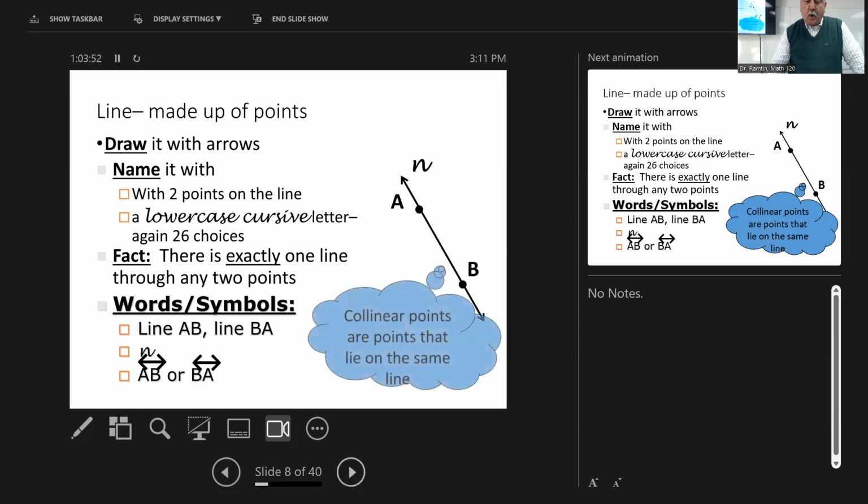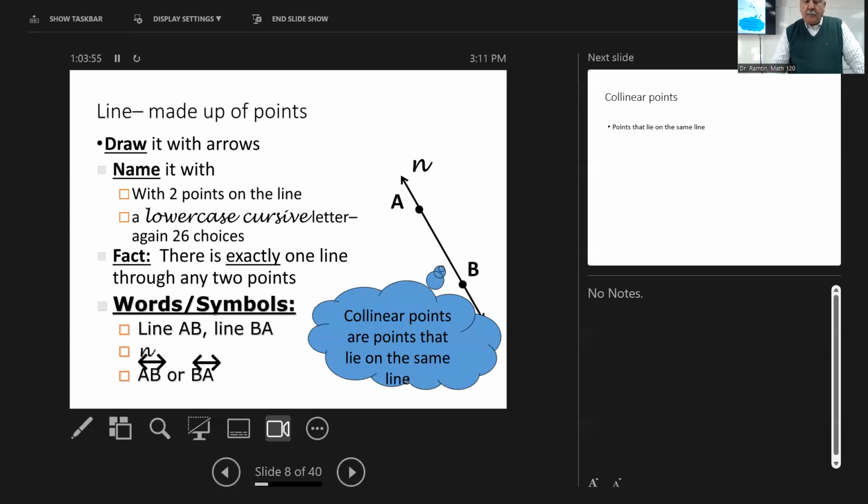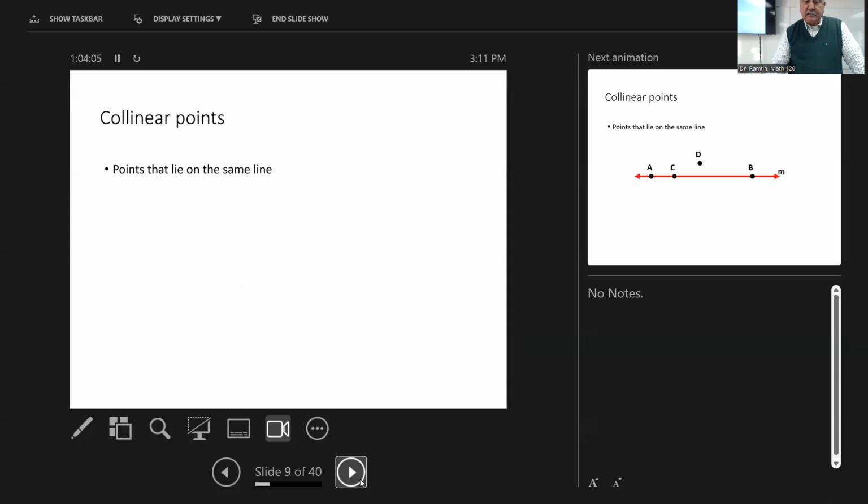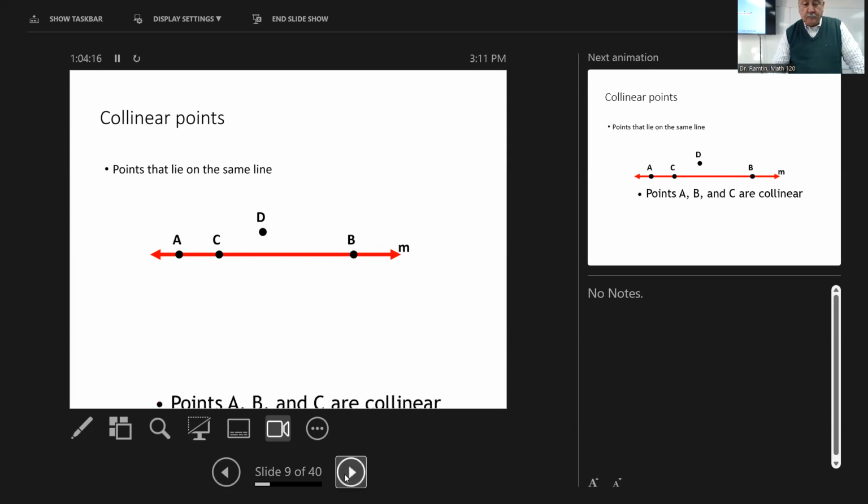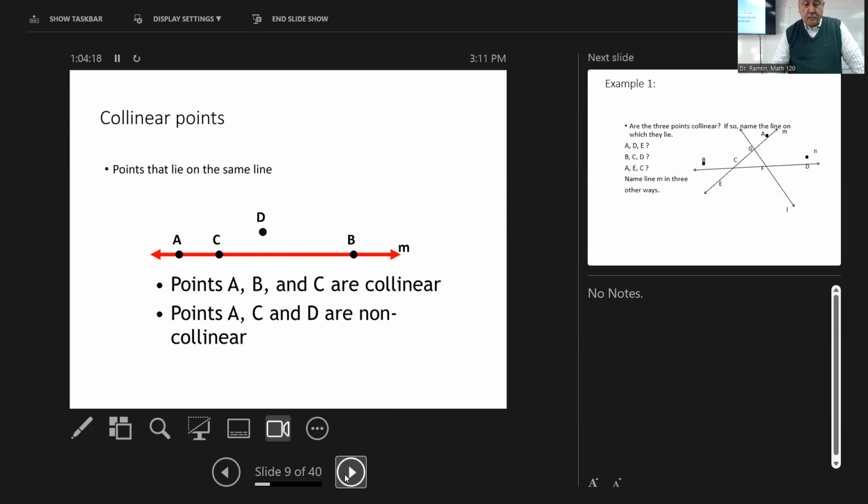Collinear points are points that lie on the same line. So A and B are collinear. Points that lie on the same line are called collinear. Like here, A, C, and B are collinear, but D is not, because it's not on the same line.